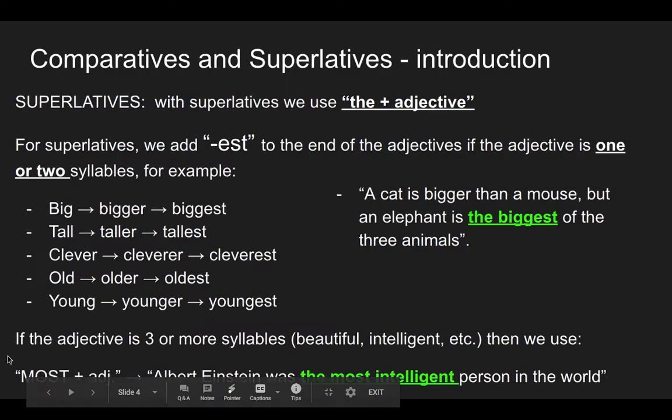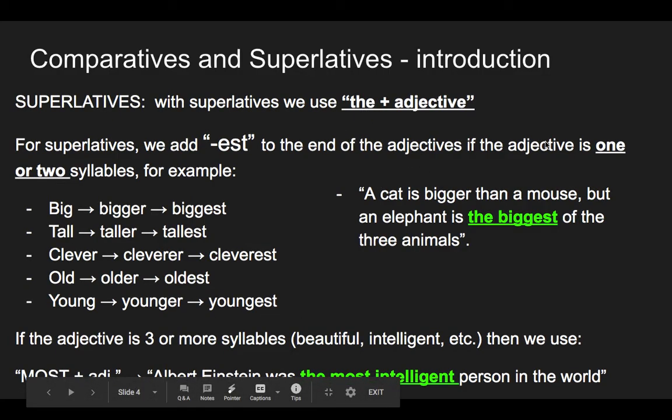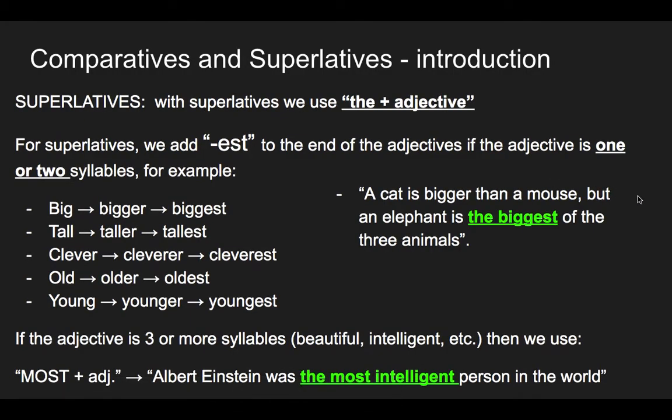So the example we have here, Albert Einstein was the most intelligent person in the world. Or another example you can see here, a cat is bigger than a mouse, comparative, but an elephant is the biggest of the three animals. So a comparative and then a superlative.